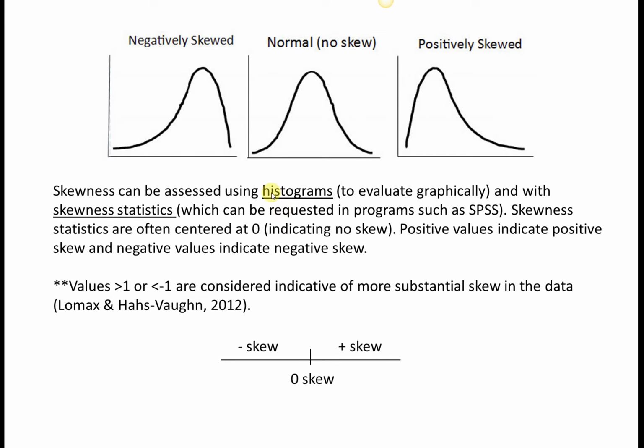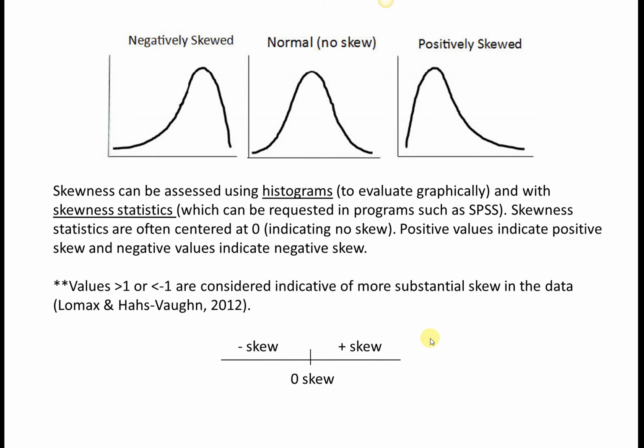So skewness can be assessed using histograms and with skewness statistics. These are things that we can assess using SPSS. We can also ask for statistical tests related to normality, of which skewness is partly a component. We're not going to talk about that just yet, but we're going to focus on the scale that's conventionally given, this right here. A value of 0 would be consistent with a normal distribution. A positive value would be more evidence of a positive skew. A negative value would be evidence of a negative skew.